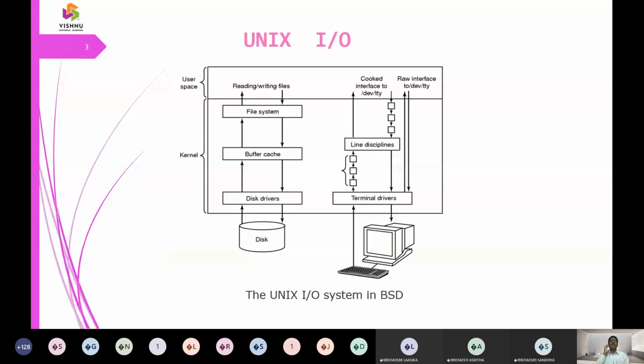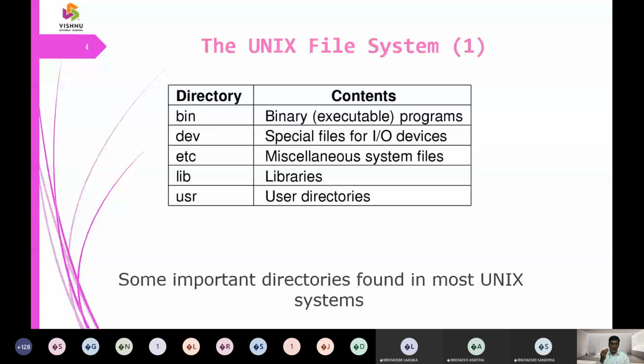So some file system commands, the default directories you can see: bin, dev, etc, usr and lib. So open your Android mobile phone, and in that Android mobile phone also you can see what the different directories are. There also you can see dev, you can see bin. So they are the default directories.